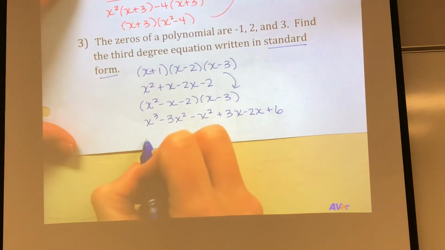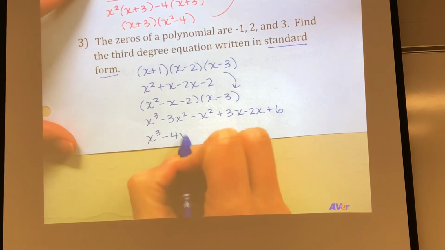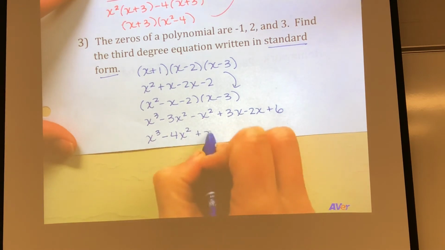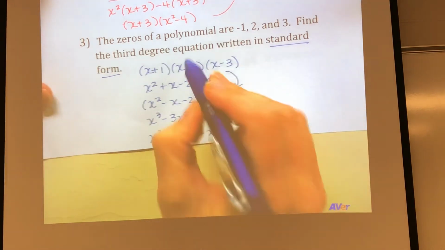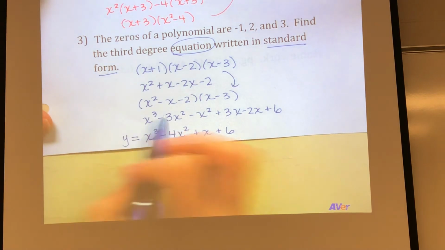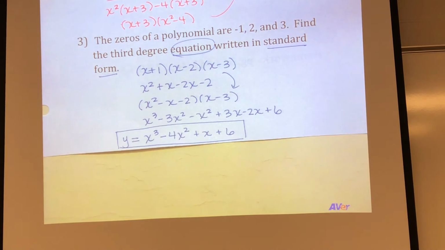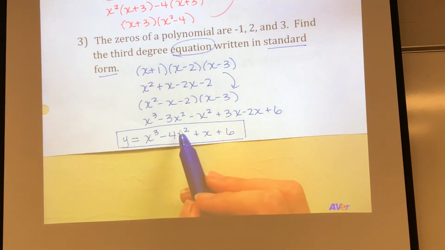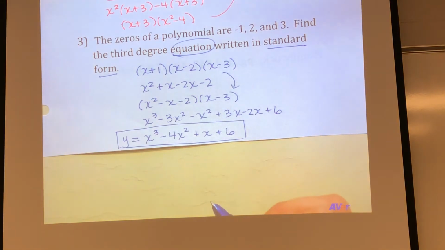So if we start combining some like terms here, we'd have x cubed minus 4x squared plus x plus 6. And notice that it said I wanted an equation, so we just need to throw in an f of x equals or y equals over here so that we can make it an actual equation. Y equals x cubed minus 4x. Wait a minute, I don't think I added that right, did I? Yeah, minus 4x squared plus x plus 6. Just double checking the work there.